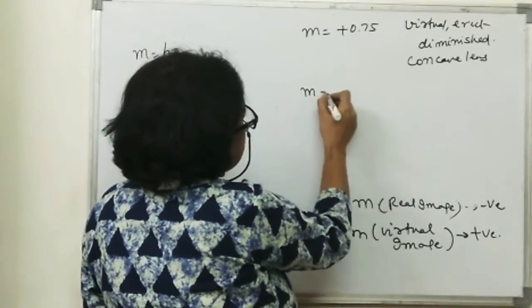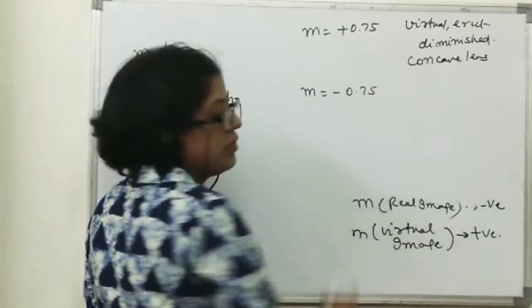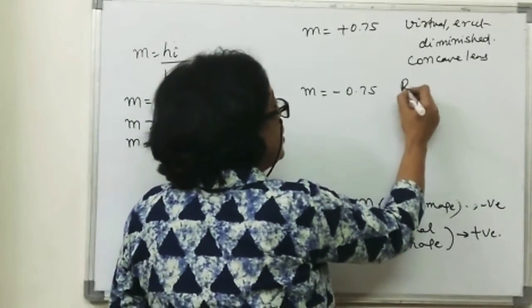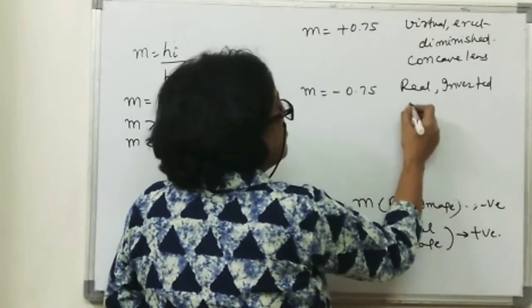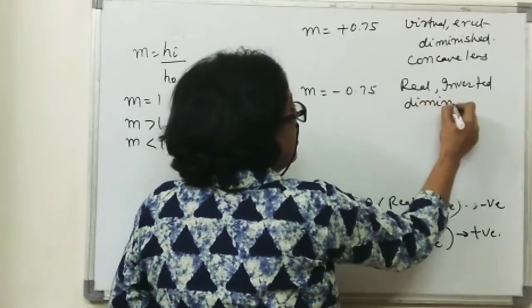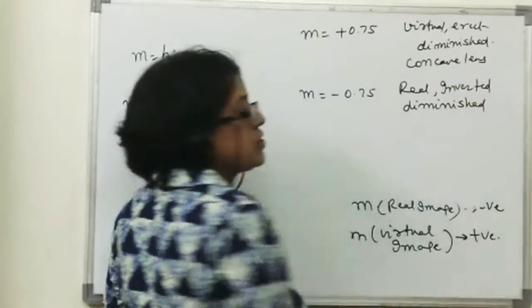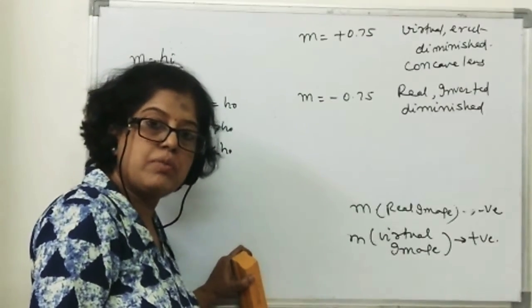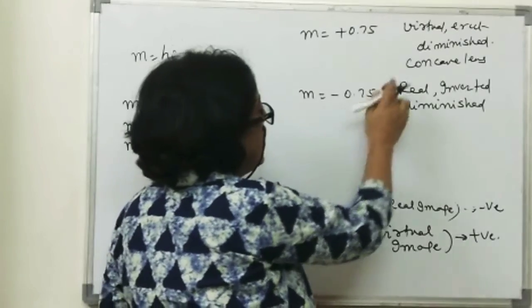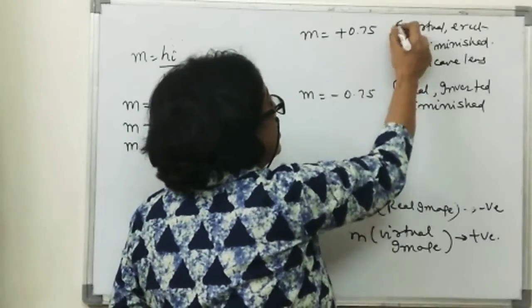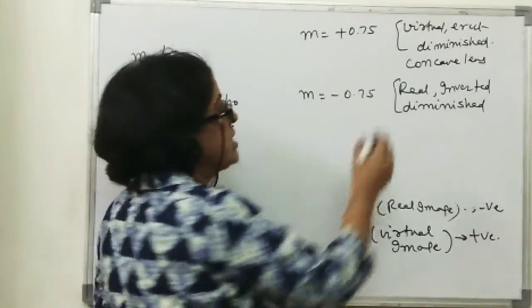If I say M is, let's say, minus 0.75, minus means a real inverted image and 0.75 means a diminished image. Now a real inverted diminished image is formed by which lens? What will be the nature of the lens? If you are given this value, you can be asked to write the nature of the image, which is this. You can be asked to write the nature of the lens, which is this here.